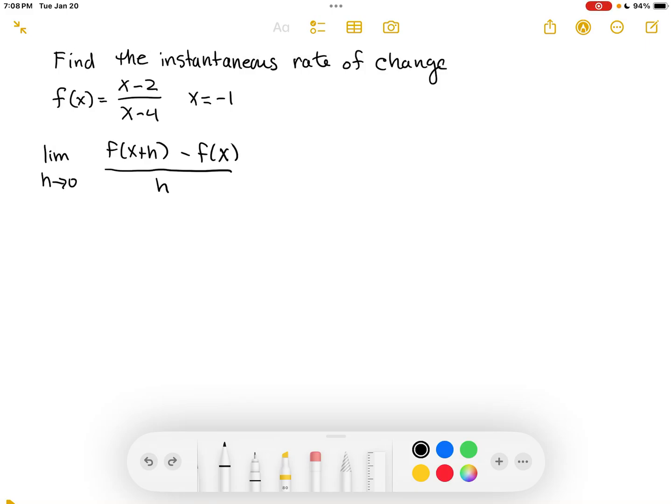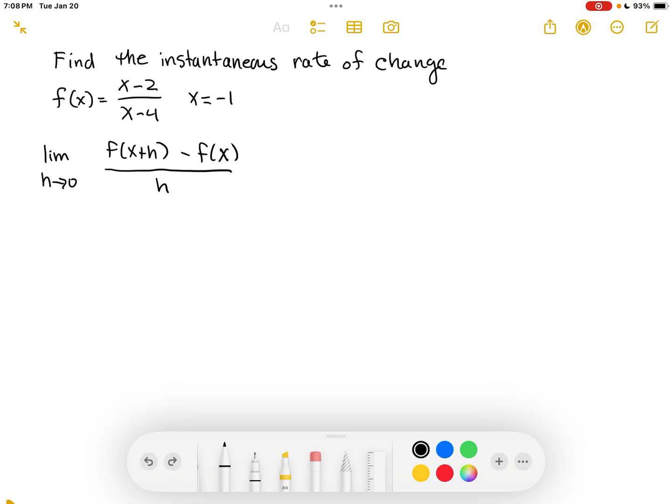In this example, we're going to find the instantaneous rate of change of the function (x - 2)/(x - 4) at x equals negative 1. Our definition is the limit as h approaches 0 of f(x + h) - f(x) all over h. Because we're finding the instantaneous rate of change at x equals negative 1, everywhere I see x, I'm going to substitute negative 1.